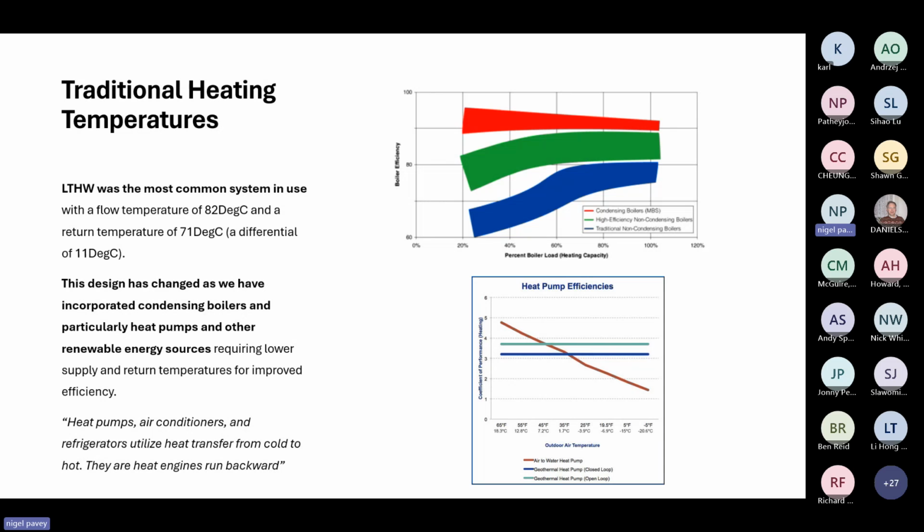Okay, so on the subject of heat, this slide illustrates very much what was common for the last probably 40, 50 decades. Low temperature hot water often was delivered at 82, 71, which is a temperature differential of 11. That relates to imperial Fahrenheit temperatures used in industry. But we've now changed because we want to obviously incorporate condensing boilers and heat pumps and other renewable energy sources, and they require lower supply and return temperatures.